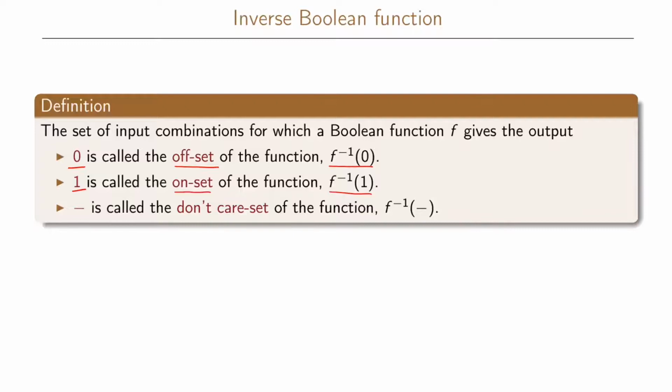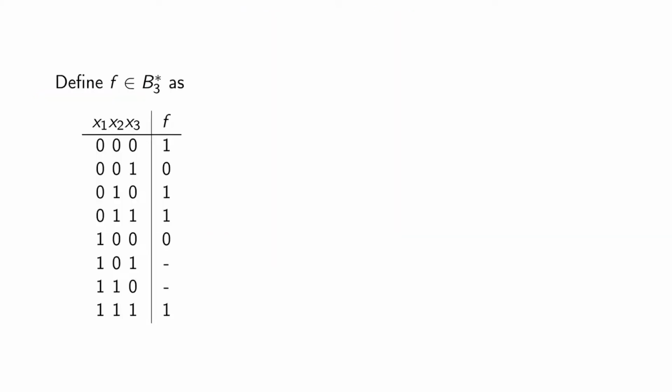And then the set of the input combinations for which the function doesn't give anything of interest, in this case, it will just give a hyphen, is going to be called the don't care set of the function. And we will write this as f inverse of this hyphen. So let us look at an example of this.